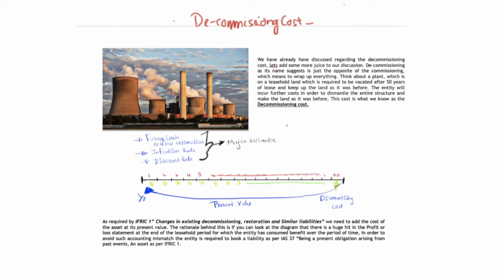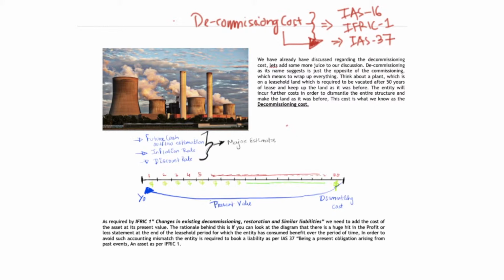Now let's drill down further and look at the requirement under IAS 16. Hence, when we talk about decommissioning cost, we talk about three references: IAS 16 for PP&E, IFRIC 1, which deals with changes in the existing decommissioning and restoration liabilities, and IAS 37, which deals with liabilities. So, whenever we talk about decommissioning cost, we talk about these three standards.